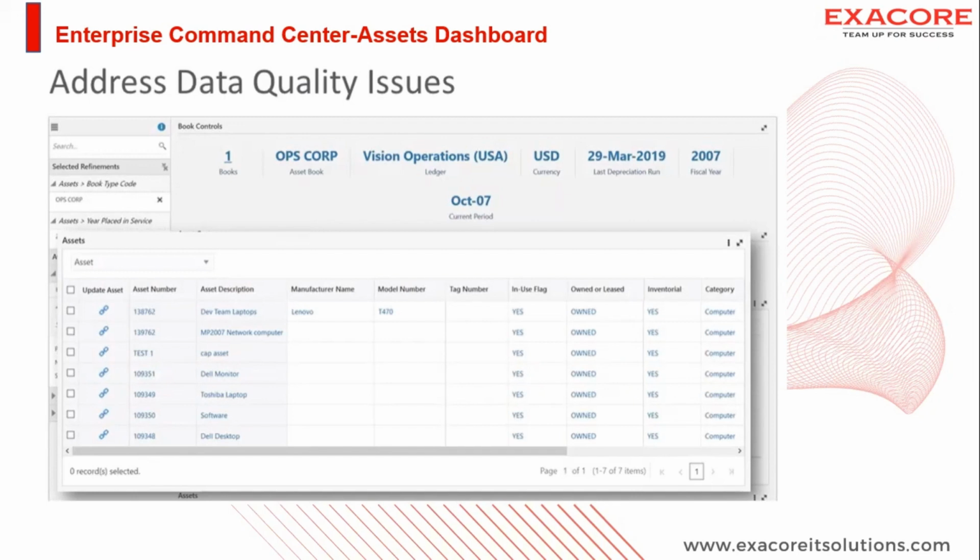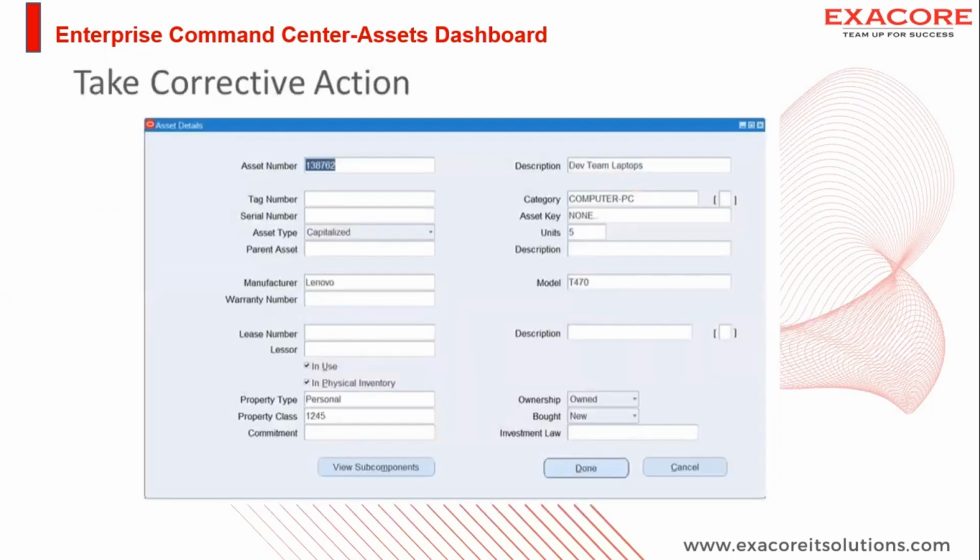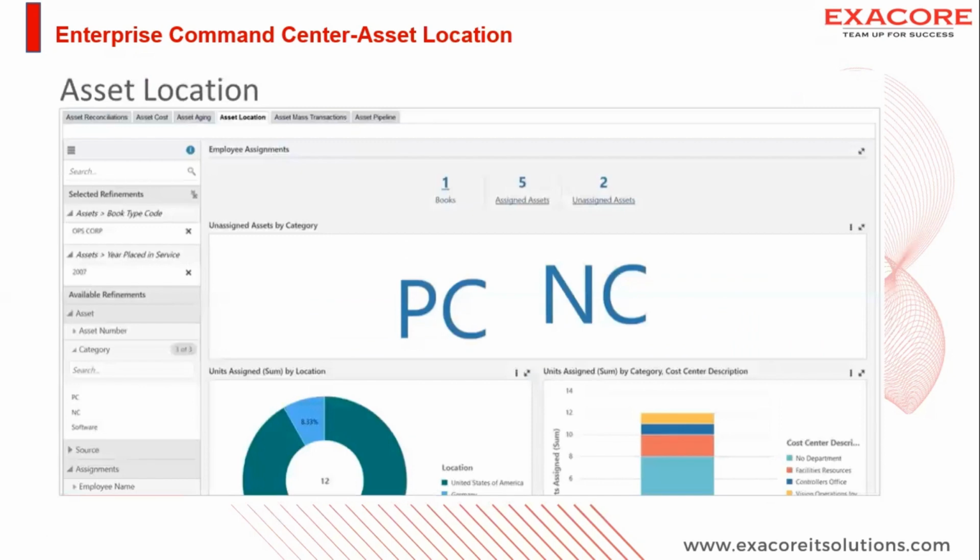The manager can check the missing data, if any. And here we can see some of the information like tag number, model number, manufacturer name. Such information is missing here. So the manager can navigate from this resultant table to the asset workbench, and they can enter the missing information there, and they can complete the transaction. They can take the corrective action. So that's about the asset cost dashboard.